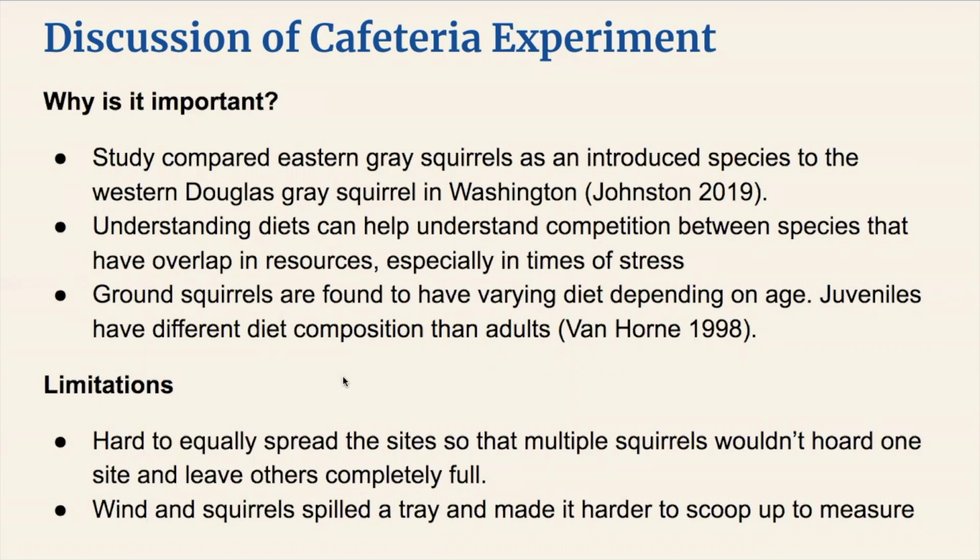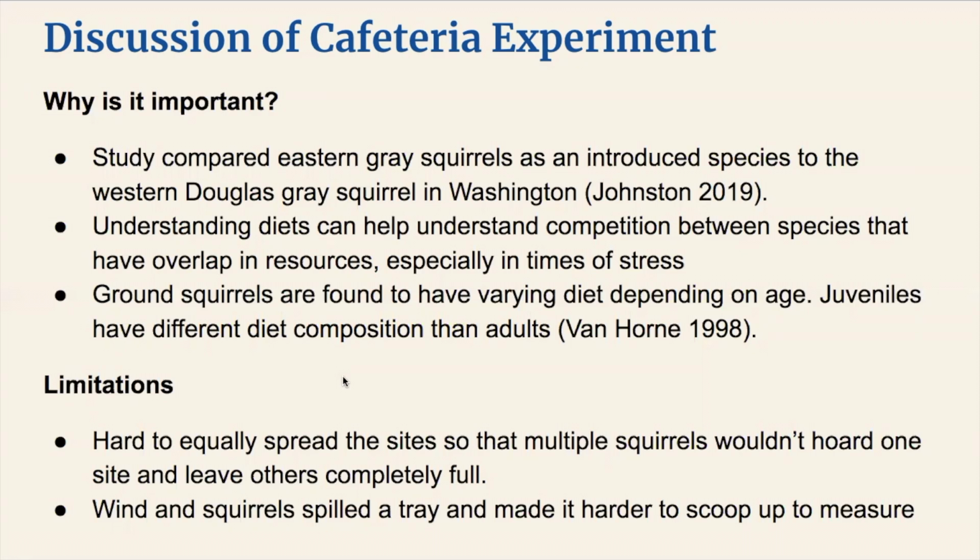It's important to understand because in times of stress, there could be more competition interactions because they do have that little bit of overlap in their resources. And then we also found that ground squirrels can vary their diet depending on age. So juveniles may have a different diet composition than adults. Adults give birth in the early summer and the late fall. So it could have been that some juveniles were present in our experiment and taking different food resources than adults, and maybe that affected our data a teeny bit.